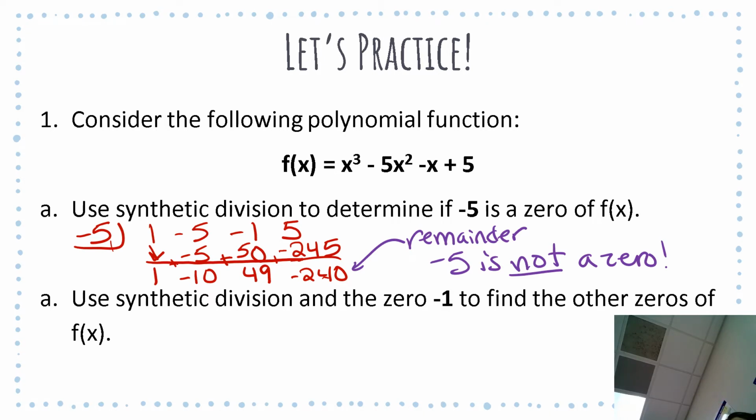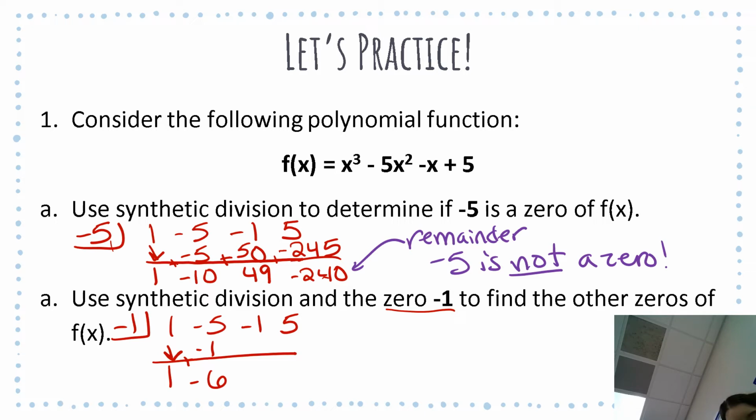So for the next part, they tell us that -1 is a 0, and then they want us to find all of the other zeros. So if -1 is a 0, when I do my synthetic division, what am I looking for? No remainder, yeah, remainder of 0. So we're going to plug in -1. We'll have 1, -5, -1, and 5. Bring down your 1, multiply 1 by -1, we get -1. Add, we get -6. -6 times -1 is +6. Add, we get 5. Multiply again, we get -5. Add, we get 0. So we did get a 0 remainder, so we're good.